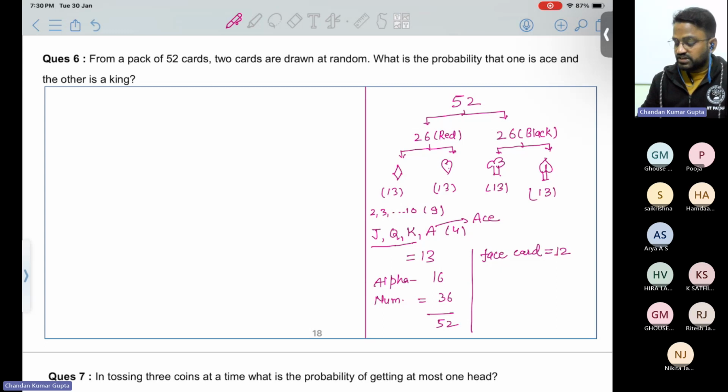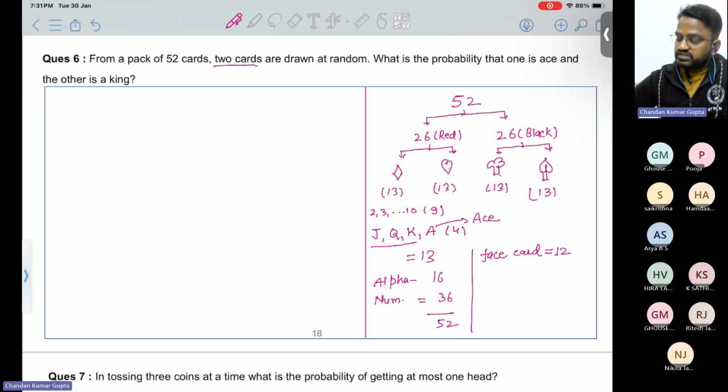We can create a lot of questions regarding cards. Suppose, let's first solve this question, then we will discuss different card problems. From a pack of 52 cards, 2 cards are drawn at random. Okay, we need to draw 2 cards. What is the probability that one is ace and the other is king?